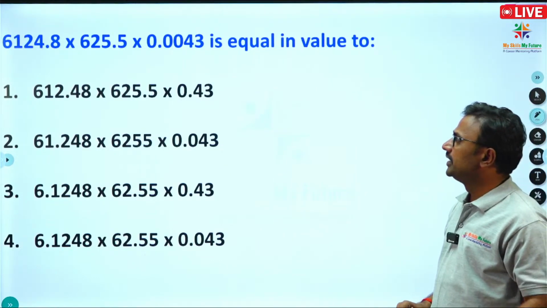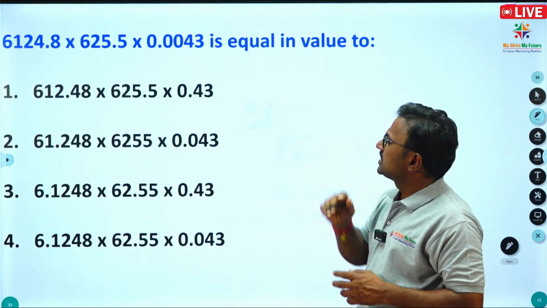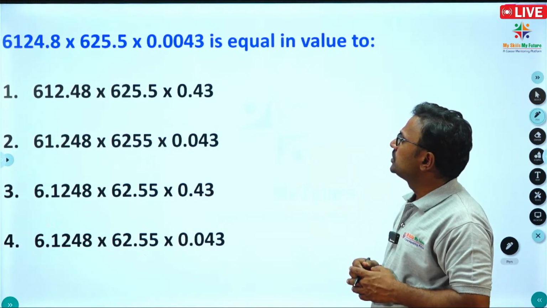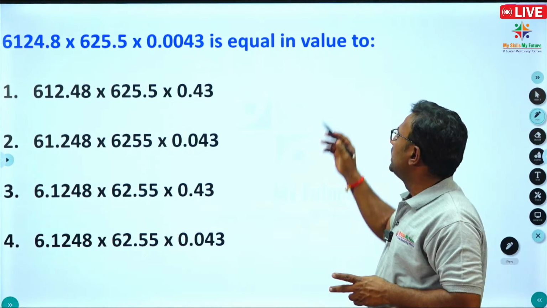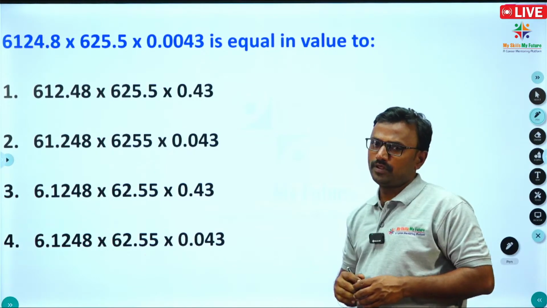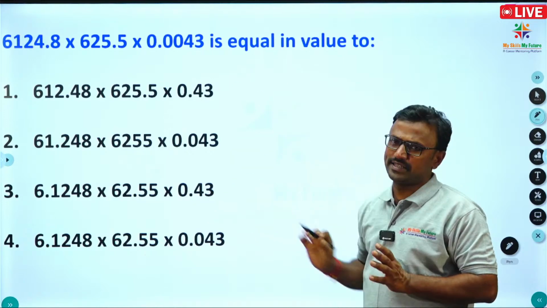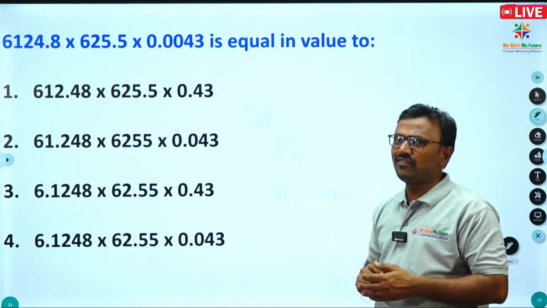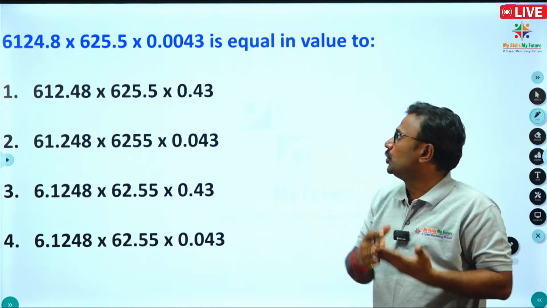See the question here. 6124.8 into 625.5 into 0.0043 is equal to. If you see the options, all are similar to this. Okay, they didn't give the value. So they asked which is equal to.